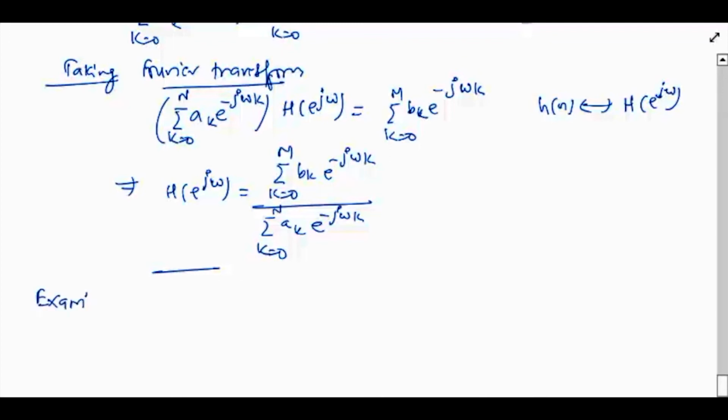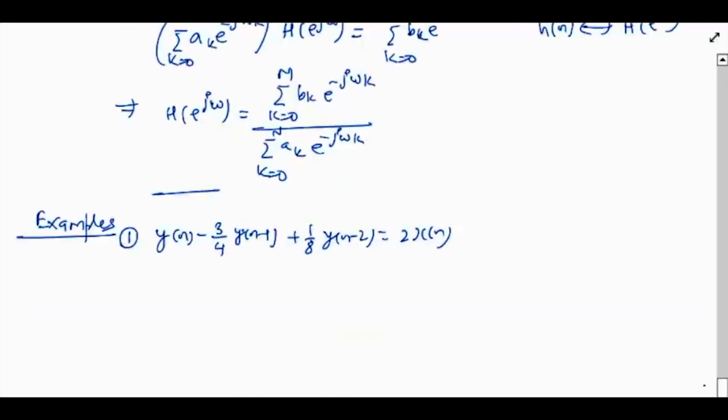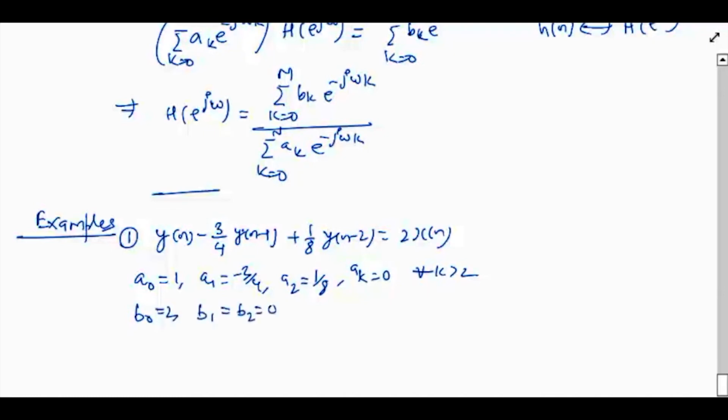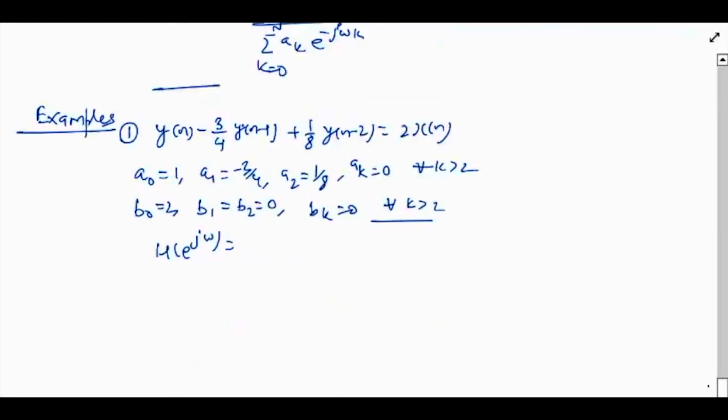So let's see examples. So the first example is, say, y[n] is the output and x[n] the input of a discrete time system related as follows: y[n] minus 3 by 4 y[n minus 1] plus 1 by 8 y[n minus 2] is equal to 2x[n]. The question is, what is the impulse response of the system? Let us observe that in this system a0 is 1, a1 is minus 3 by 4, a2 is 1 by 8, and a_k is 0 for all other k. Similarly, b0 is 2, b1 equals b2 equals 0, and b_k is 0 for all k greater than 2 as well.